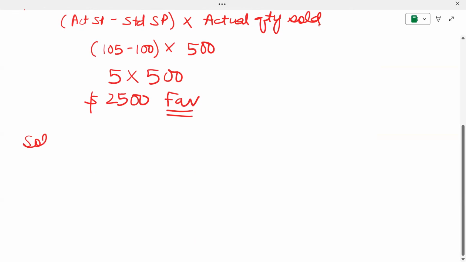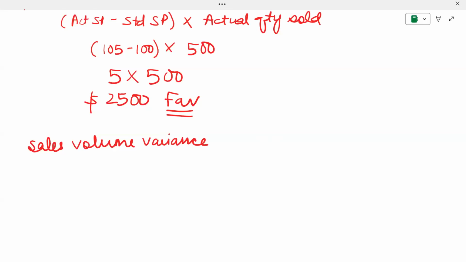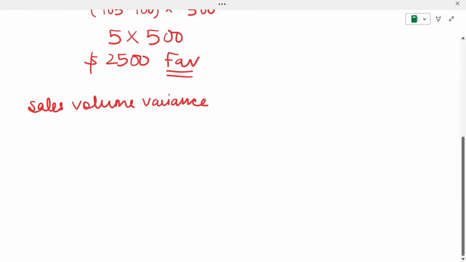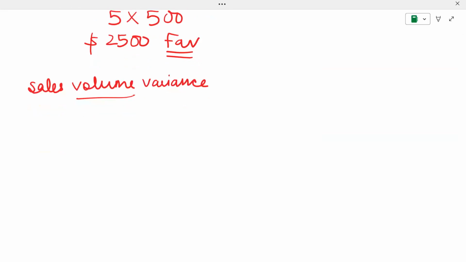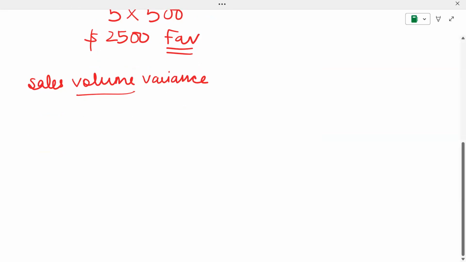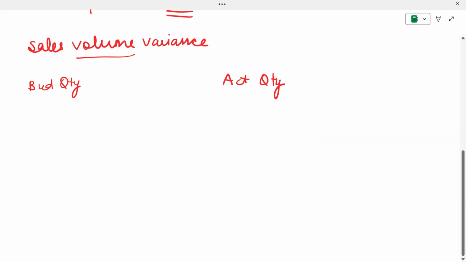Now let's talk about the second variance. This is the sales volume variance. Over here also, the main thing that we are trying to compare, the focus over here is upon the sales volume. How much is the quantity that we should have sold and how much is the quantity that we actually sold. So should have sold is called the budgeted quantity, and how much we have actually sold is nothing but your actual quantity. So again, this is a revenue area.